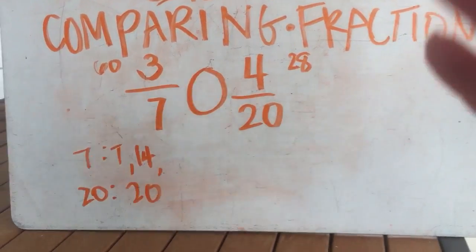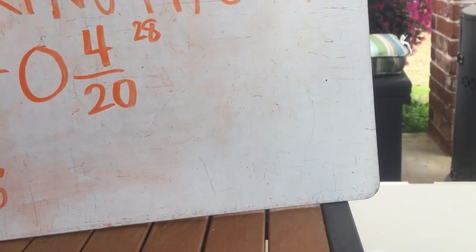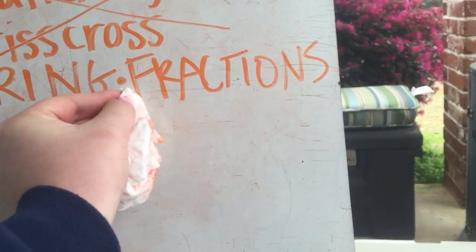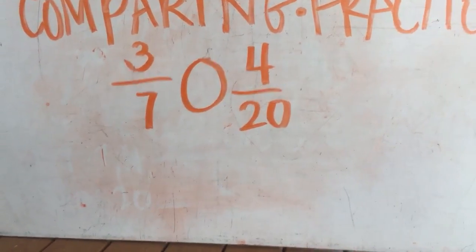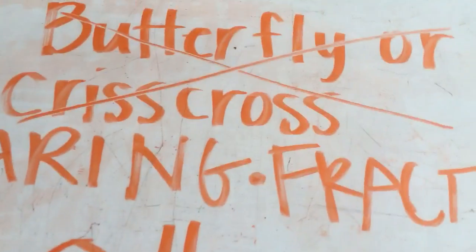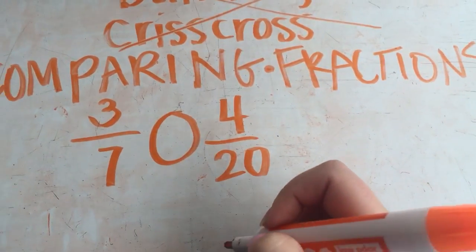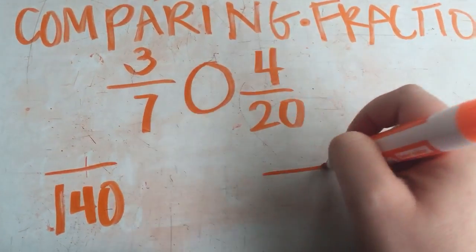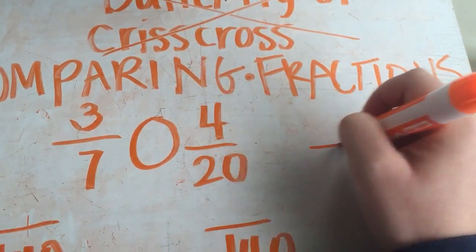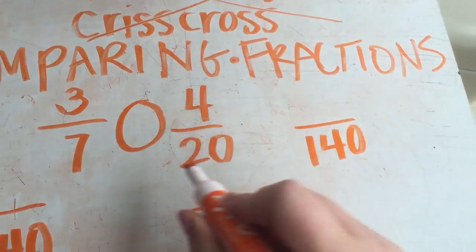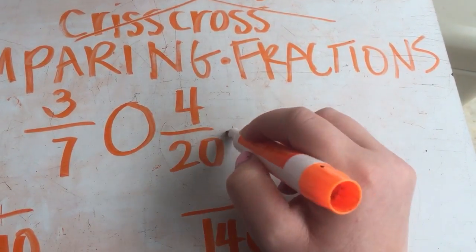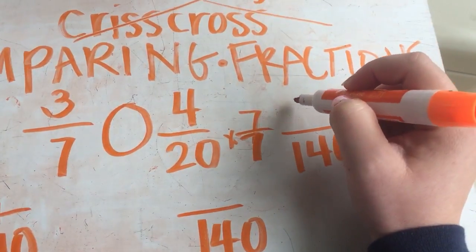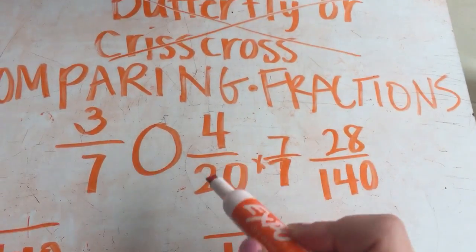So let me show you what a finished product would look like if they actually did that the right way. Because I chose 7 and 20, I am going to make it easy on myself and make 7 times 20, which is 140, be my new denominator. So if I have 140 here, I know I multiplied it times 7. Whatever you do to the bottom, you have to do to the top. And so here would be 28, okay?